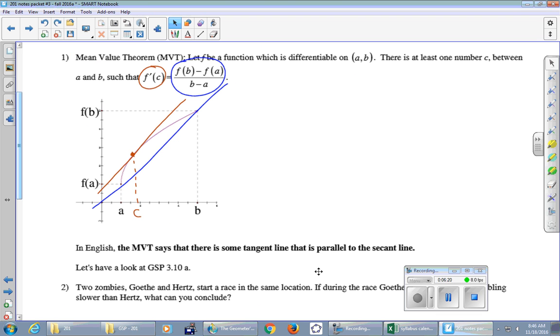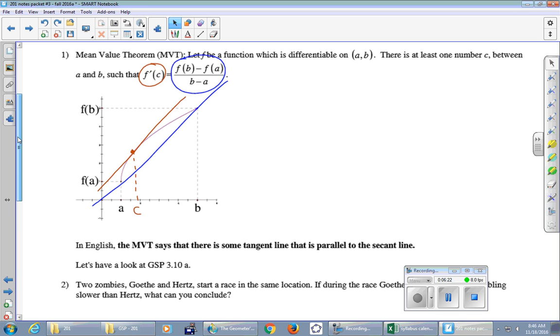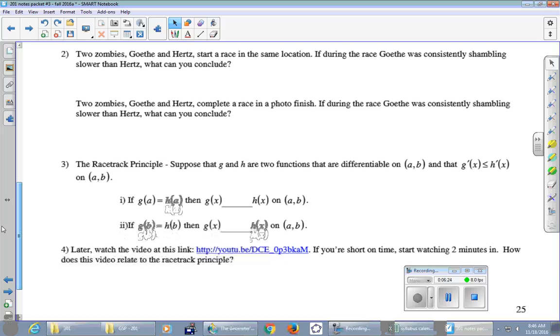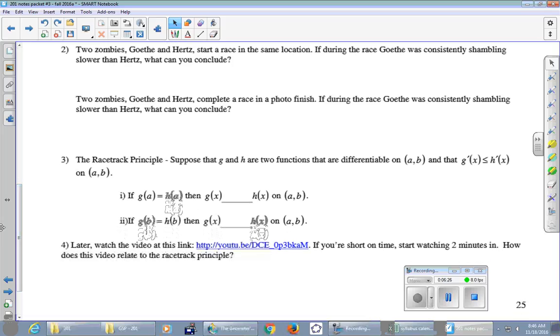All right, coming back here. Number 2. 2 zombies, Goethe and Hertz, start a race in the same location. If during the race, Goethe was consistently shambling slower than Hertz, what can you conclude?